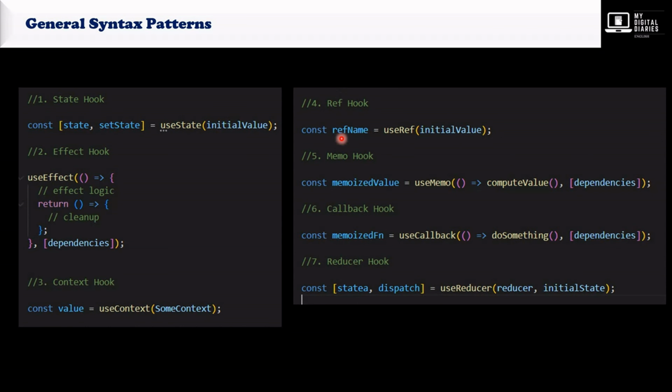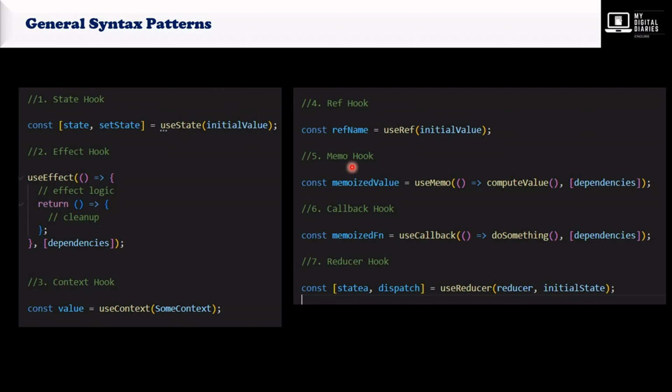Then we have a reference hook. If you see, this is a reference hook. You have a reference name, useRef, and this is the initial value. So the reference hook useRef is used to store a value that survives re-renders without causing the component to update. It's commonly used to access DOM elements or store mutable variables.